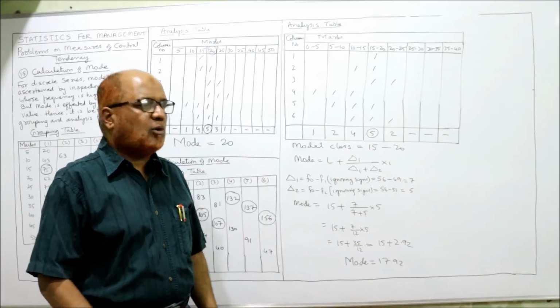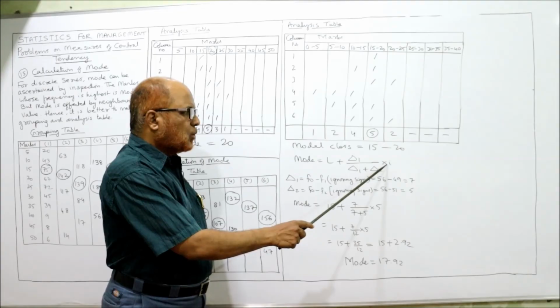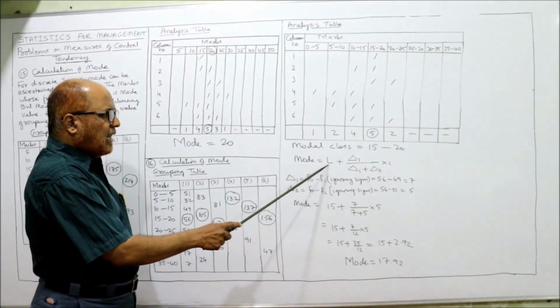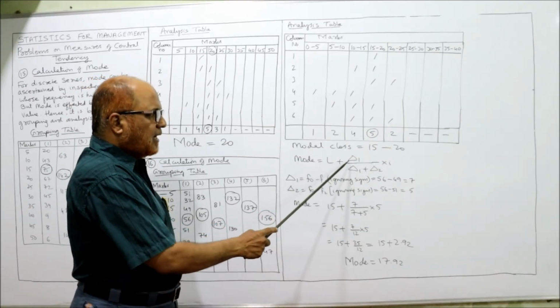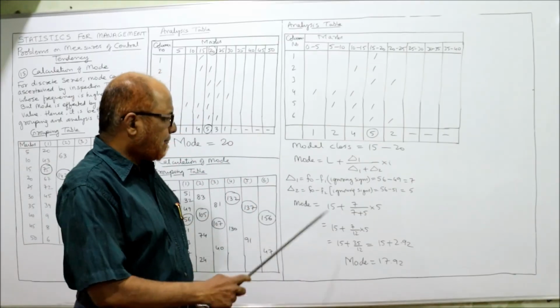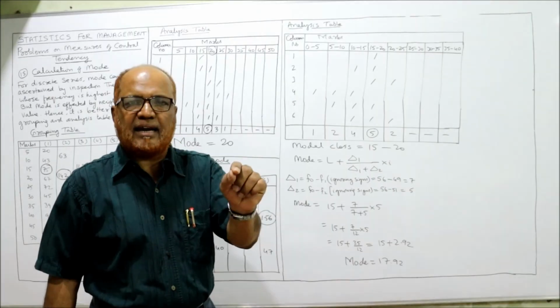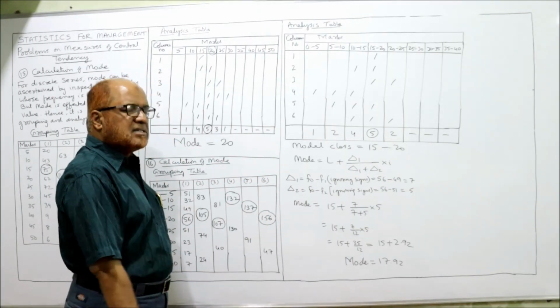So how to find out the mode? Mode is equal to L plus delta 1 divided by delta 1 plus delta 2 into I. This is the formula for calculating mode. L means lower limit. What is the lower limit here? 15. Delta 1 means F0 minus F1. Ignoring signs. If you are getting negative, don't write minus.